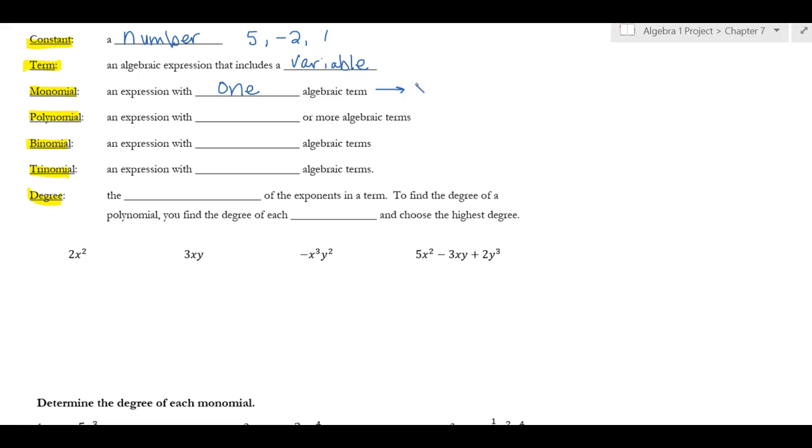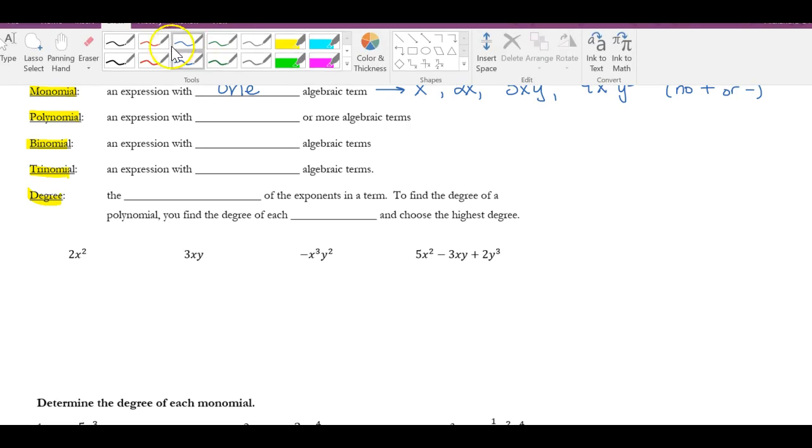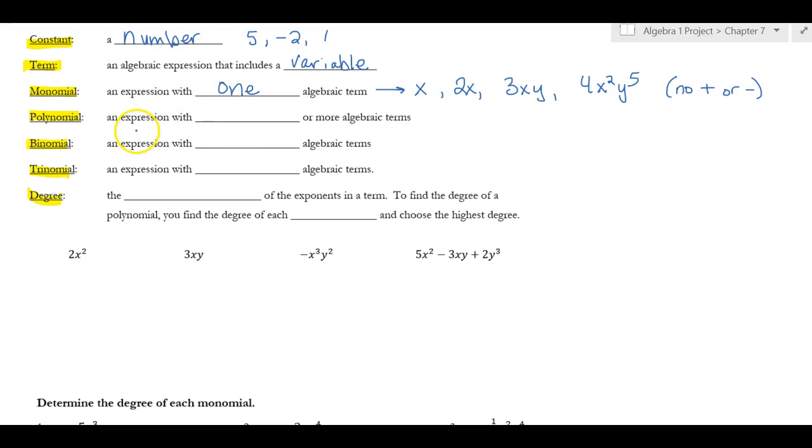So that could be something like x, 2x, 3xy, 4x squared y to the fifth. Each of those has one term, and so it is a monomial. A monomial will not have a plus or minus. They will not have addition or subtraction. Okay, let's change font, change colors.